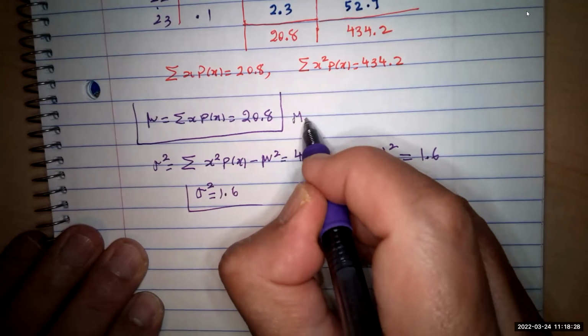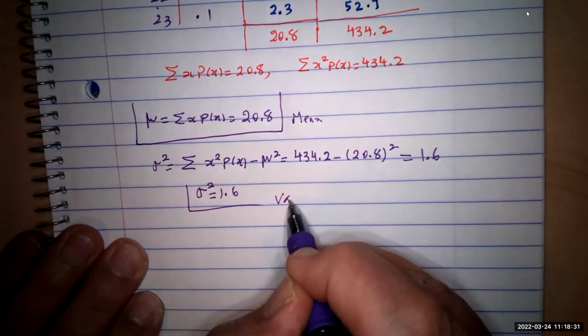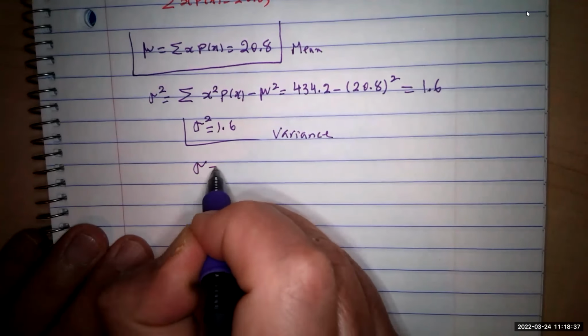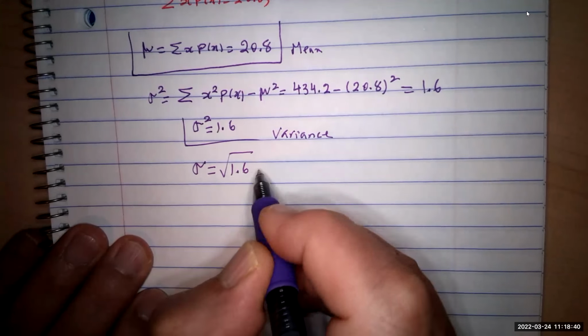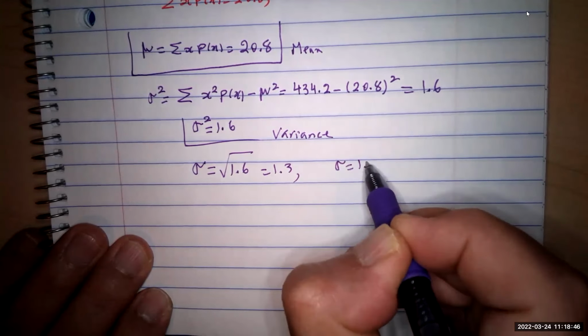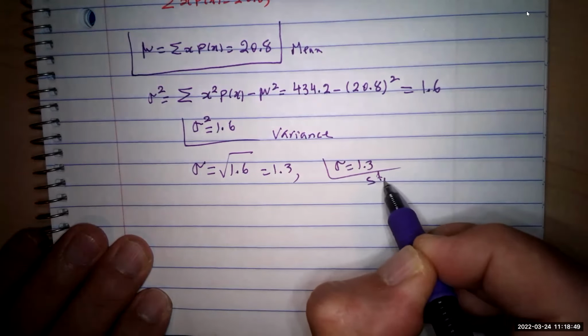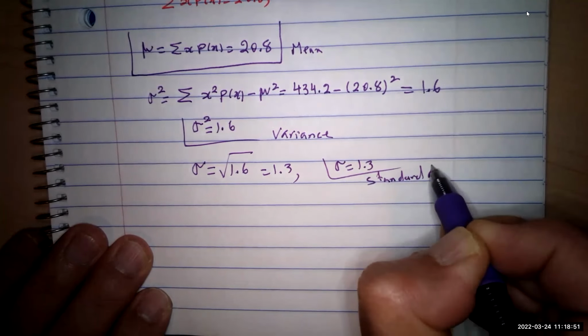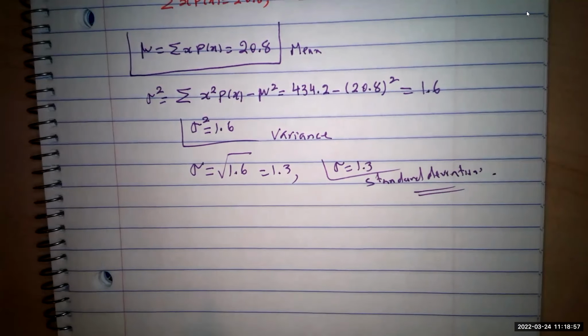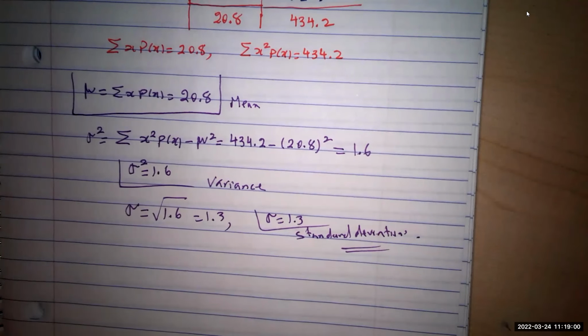So that was the mean, and this is the variance. Of course, you take the square root. The square root of 1.6 is 1.3. So 1.3 is the standard deviation. Very, very easy formulas, but make sure you get it right. That's one. Some people missed it because they used the wrong formula.